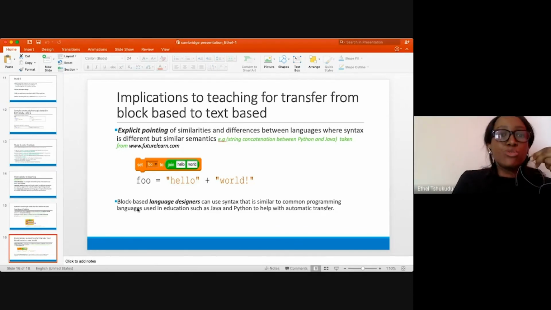But it would also be more interesting for the designers of the languages to explore these things and see how they can create languages with syntaxes that are more similar to the programming languages that are used in education. Yeah, thank you.